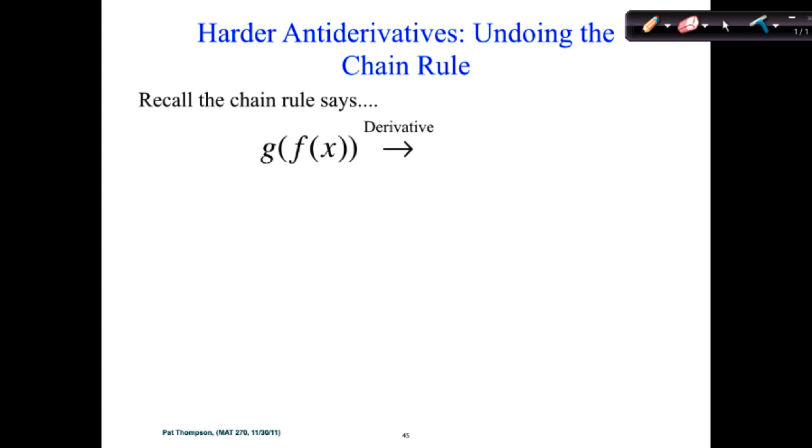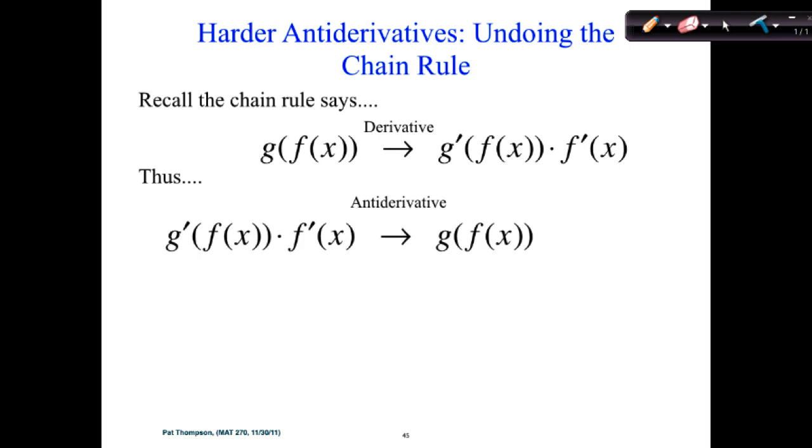Okay. So if you have g of f of x, like all the ones we just did, how would you generalize the derivative? Good, g prime f of x times f prime x. That's what we did on all of them. So the antiderivative will be something like this. We'll start with this, g prime f of x times f prime x, to recover g of f of x.